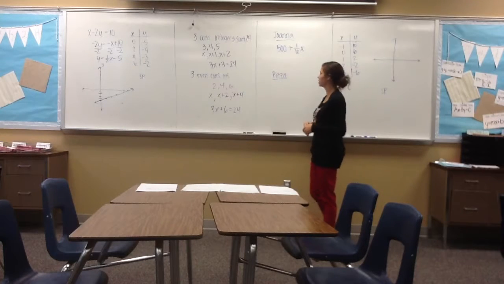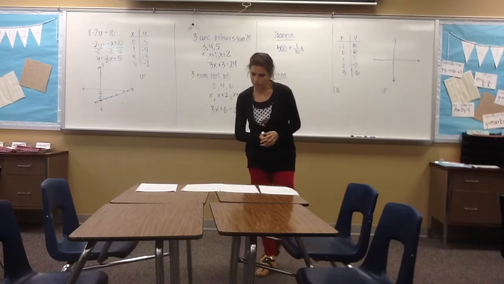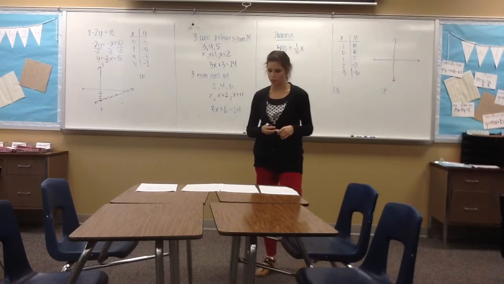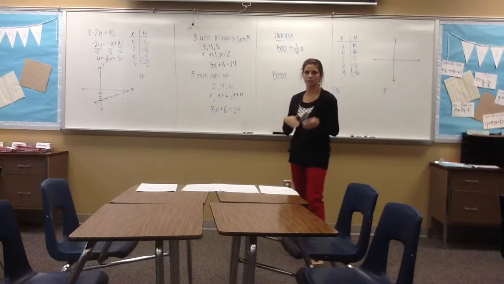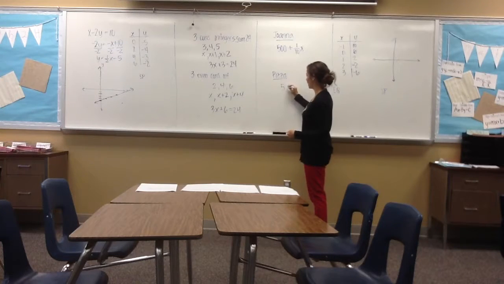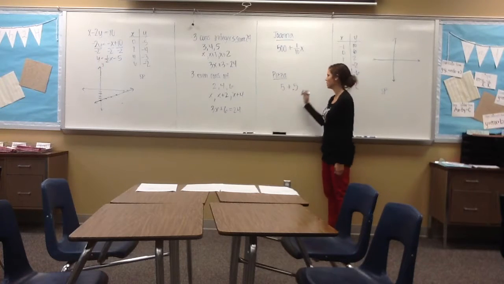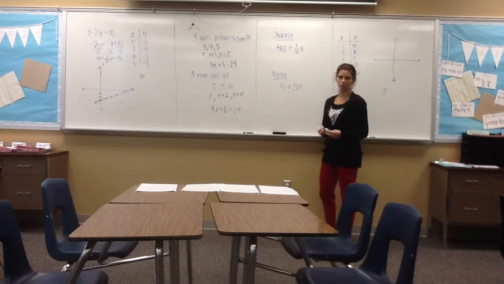Now here, the pizza one, it says, a pizza place charges $5 for a medium 1-topping pizza and 50 cents for each topping. So they're going to charge us $5 and 50 cents. So it's going to be 0.5, $0.50 since this is in dollars, for every topping.